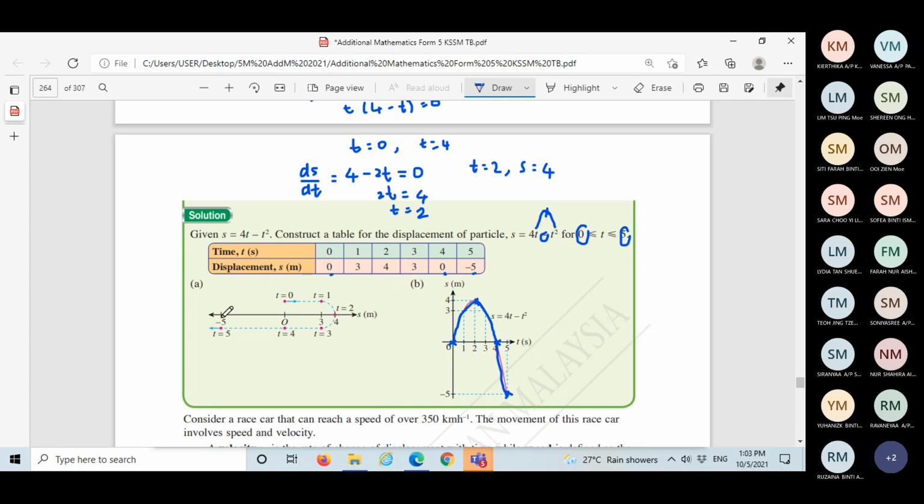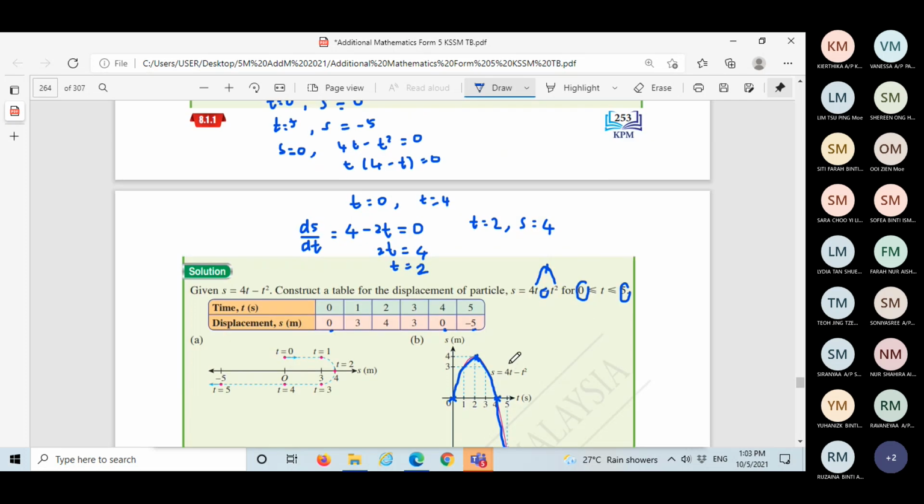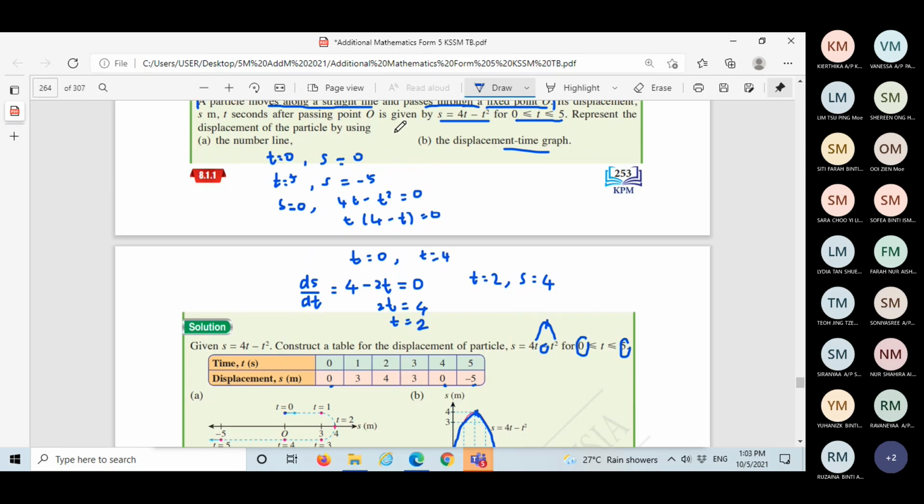Next, the number line. How to draw the number line? We start with when t is 0, s is 0. Here is the fixed point O. After that, what information do I have? I see this one done. Next point, I will go to this next point. When t is 2, s is 4.